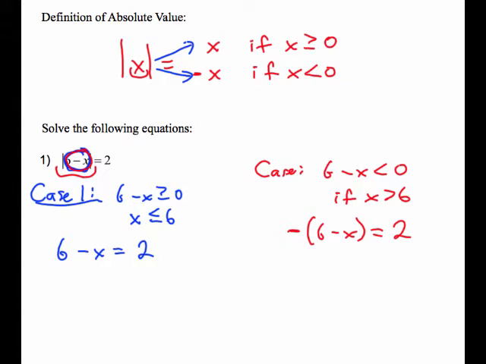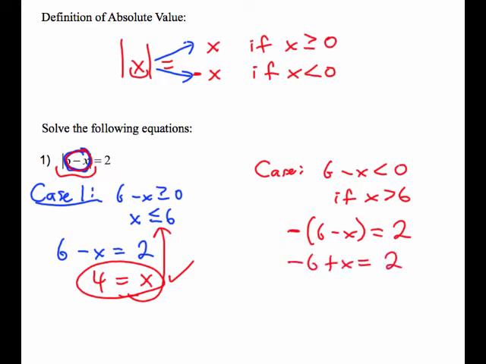I can now solve, and if I do that, I'm going to get x equals 4 here. Now what I want to do is make sure that x equals 4 is within this range. Is x equals 4 less than or equal to 6? Yes, it is. So that should be good as part of my solution. And negative 6 plus x, I would add 6. X is 8. This should be good as long as x is greater than 6, which it is.